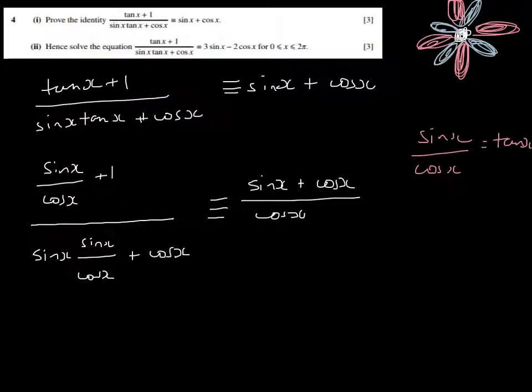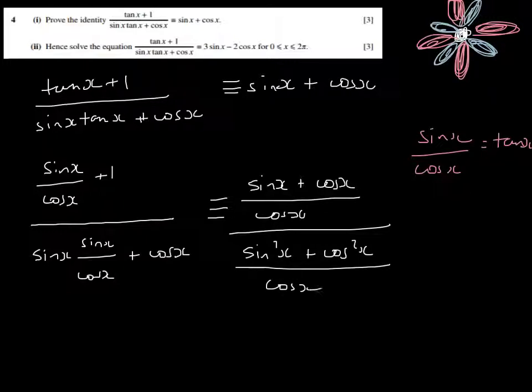And on the bottom of the fraction, I'm going to do the same thing. I'm going to multiply this by cosine x over cosine x, which means I'll get cosine squared x over cosine x. So I'm going to get sine squared x plus cosine squared x all over cos x. All I've done there is sine x times sine x is sine squared x, and then cosine x times cosine x is cosine squared x, all over cosine x.